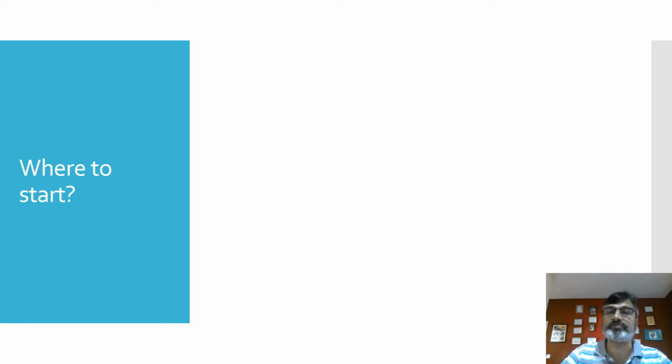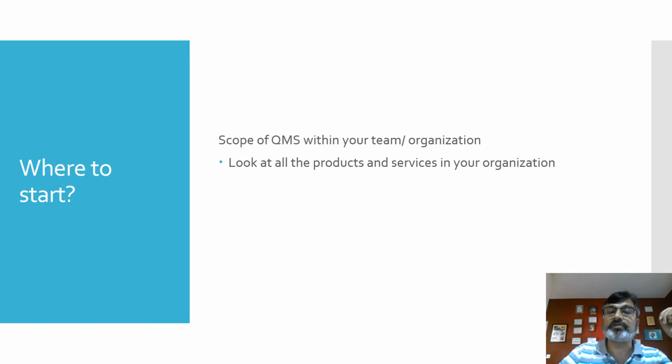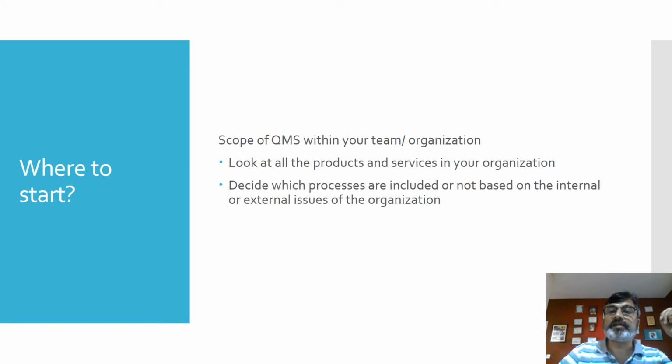For example, first of all, you need to determine the scope of your QMS. QMS, again I am repeating, is quality management system. That's what ISO 9001 is focusing upon. So you need to determine the scope of your QMS and identify the processes and their interactions. Basically, you need to look at all the products and services in your organization and decide which processes are included or which are not included based on the internal or external issues of the organization.